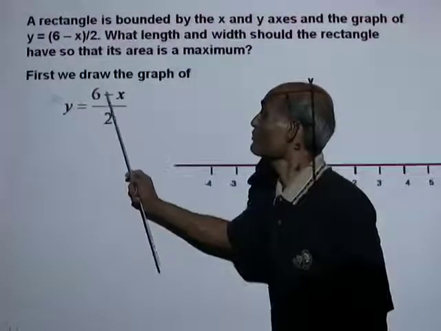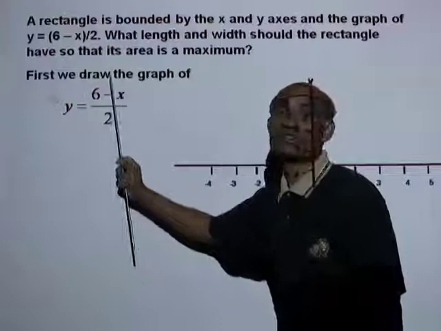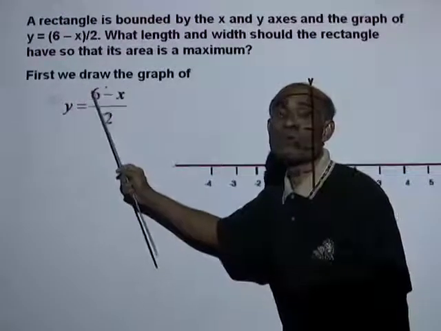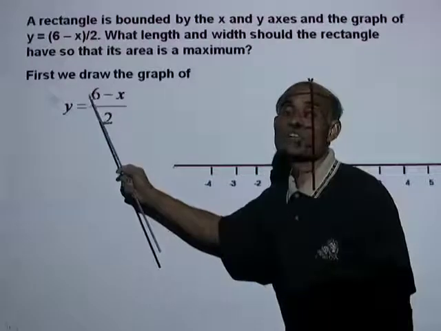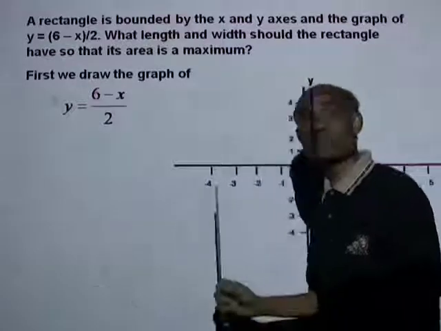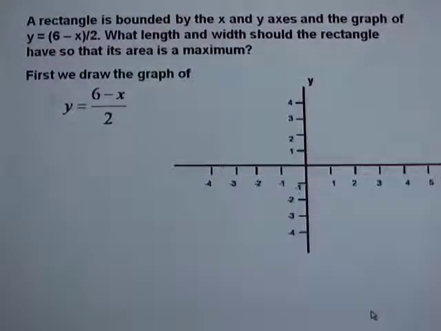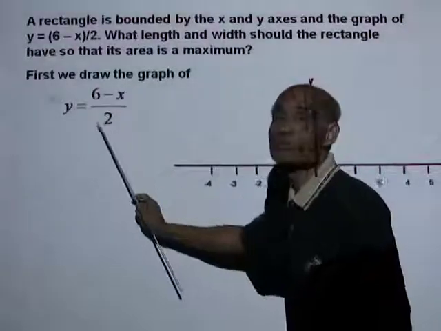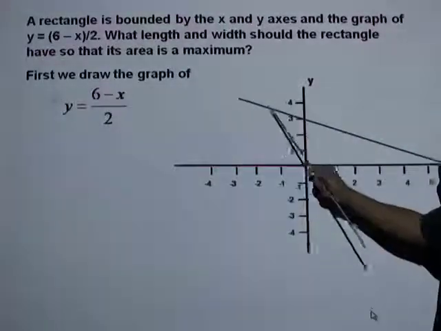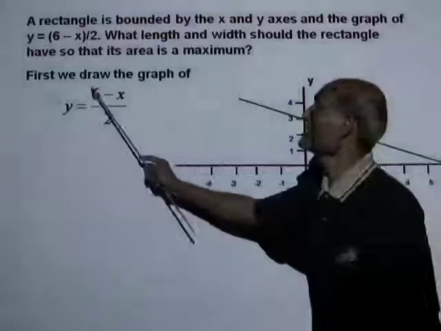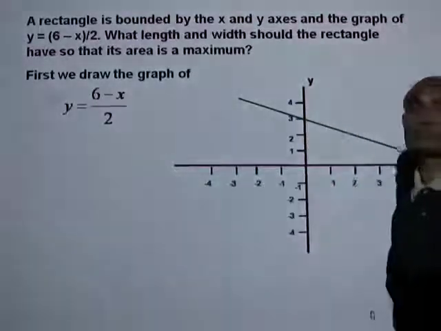Our equation is 6 minus x over 2. The x-intercept occurs with y equal to 0. Y equal to 0 occurs here when the numerator is 0. Therefore, the x-intercept is at x equal to 6. That will be the x-intercept. And the y-intercept will be 6 over 2, that is 3. So this is the equation of the line, that is y equal to 6 minus x over 2.